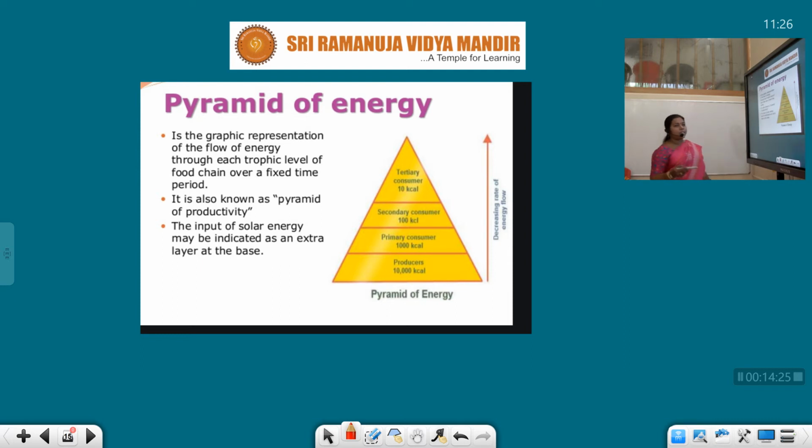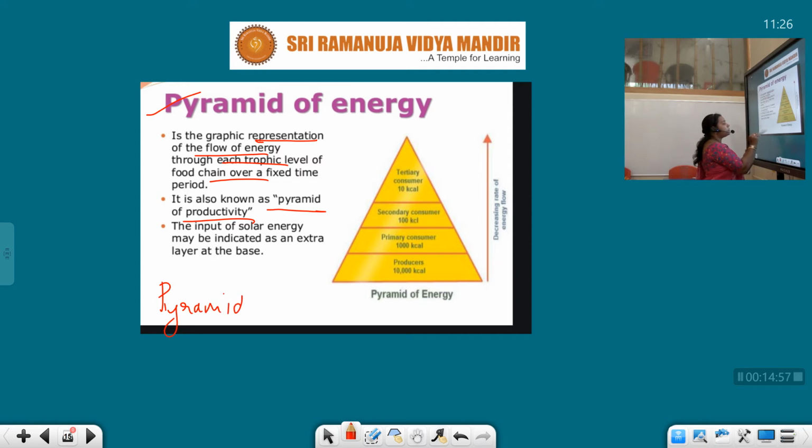Once I'll repeat at last, students. Well, let me explain the pyramid of energy. It is a graphical representation of the flow of energy through each trophic level of the food chain over a fixed time period. Here, we are going to learn about the flow of energy at each trophic level from one level to the other level. It is also known as pyramid of productivity.